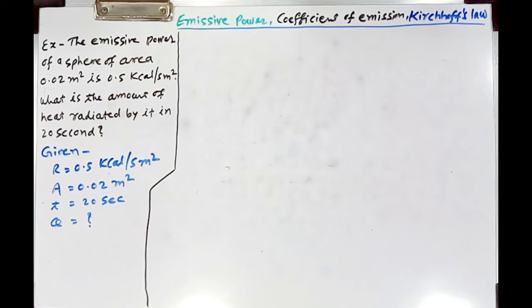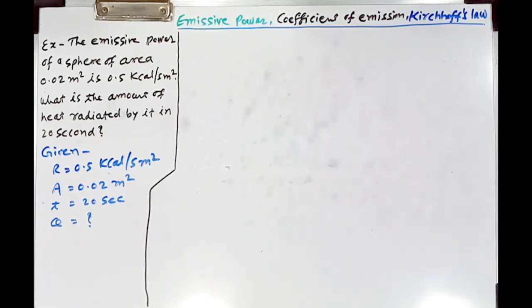The example is like this. The emissive power of a sphere of area 0.02 meter square is 0.5 kilocalorie per second per meter square. What is the amount of heat radiated by it in 20 seconds? Given capital R is equal to 0.5 kilocalorie per second per meter square. Area A is equal to 0.02 meter square. Time t is equal to 20 seconds, and we have to find the amount of heat radiated, that is Q is equal to what?